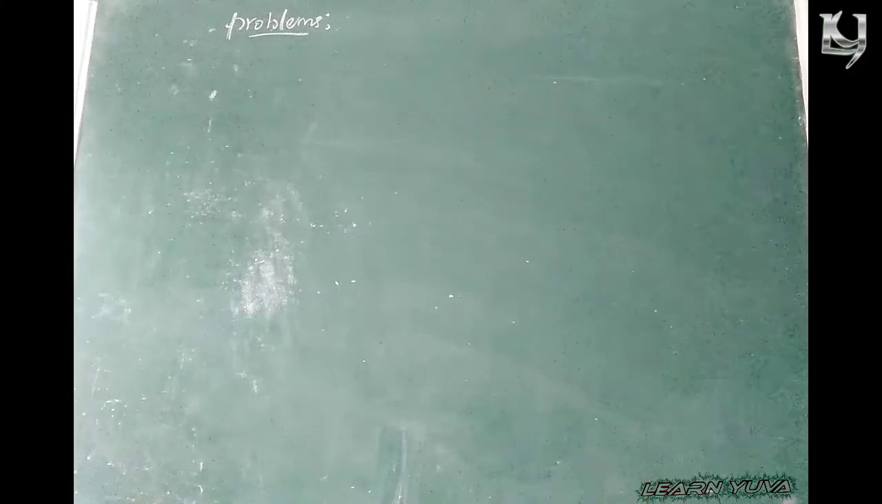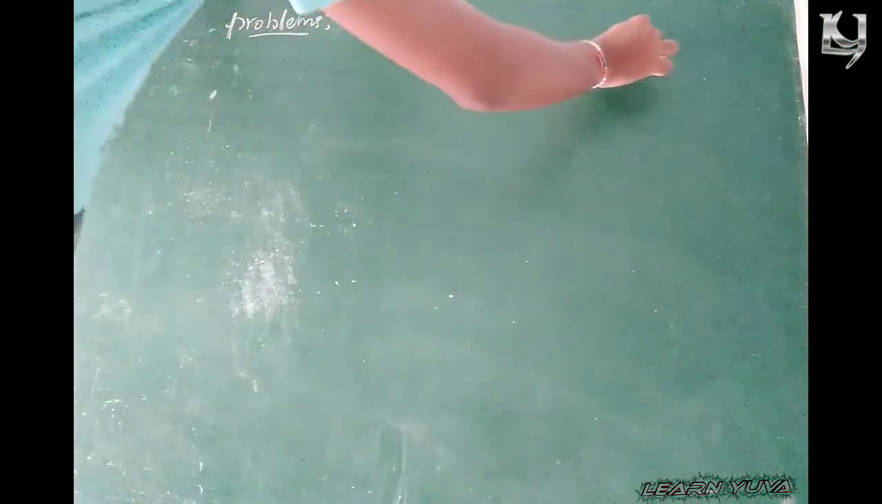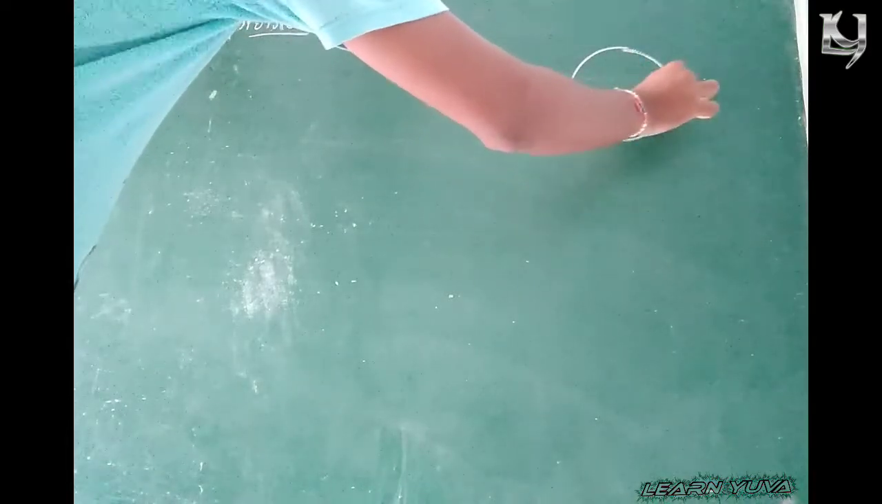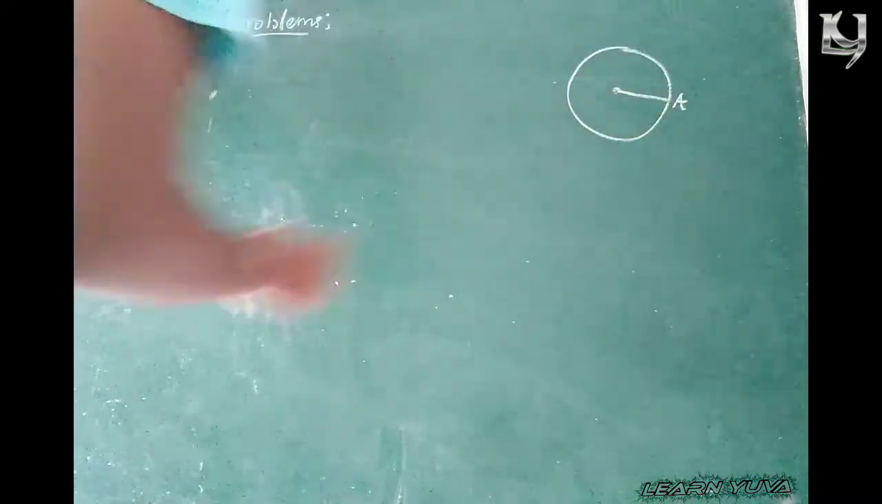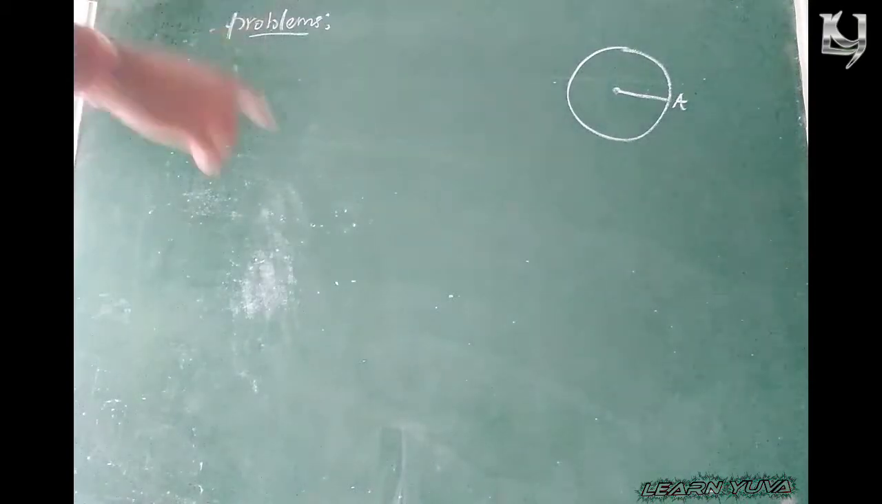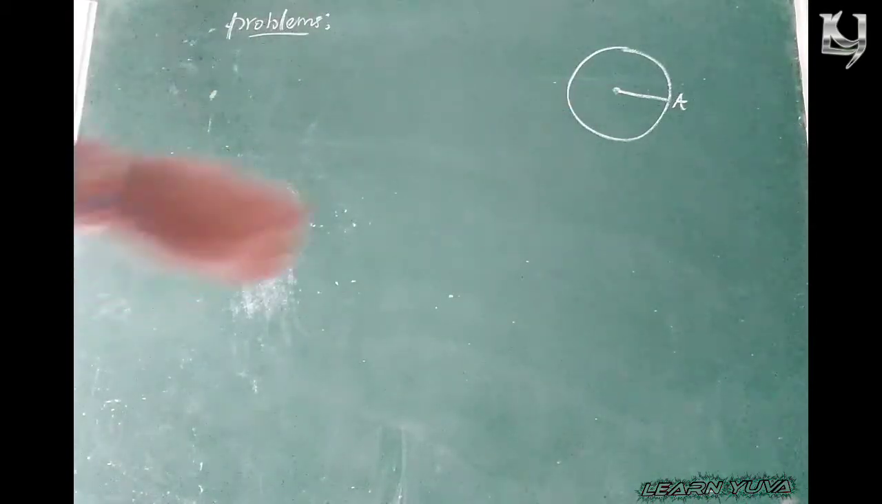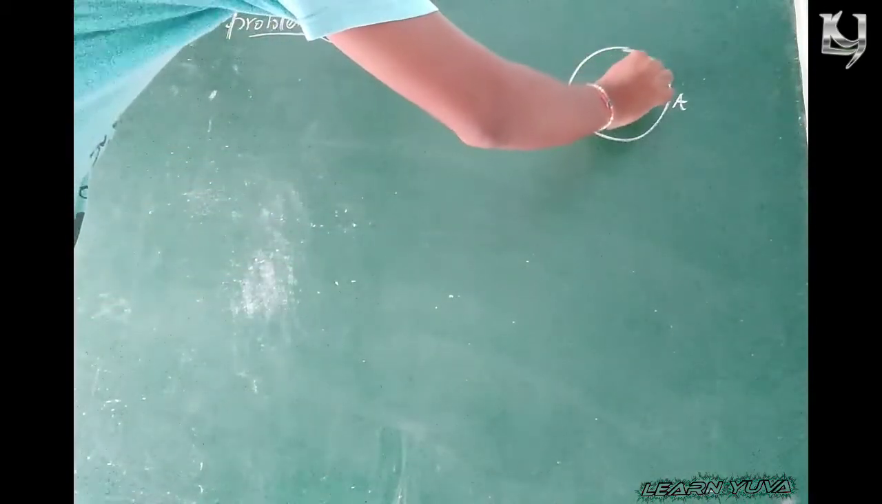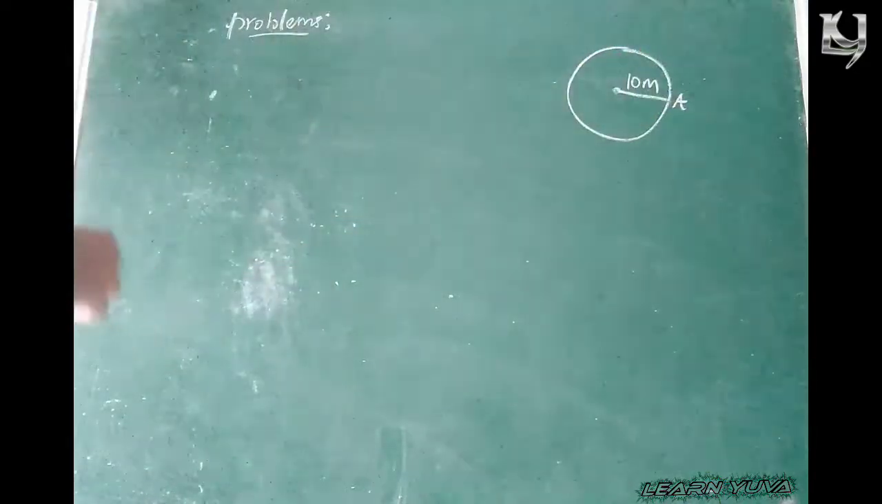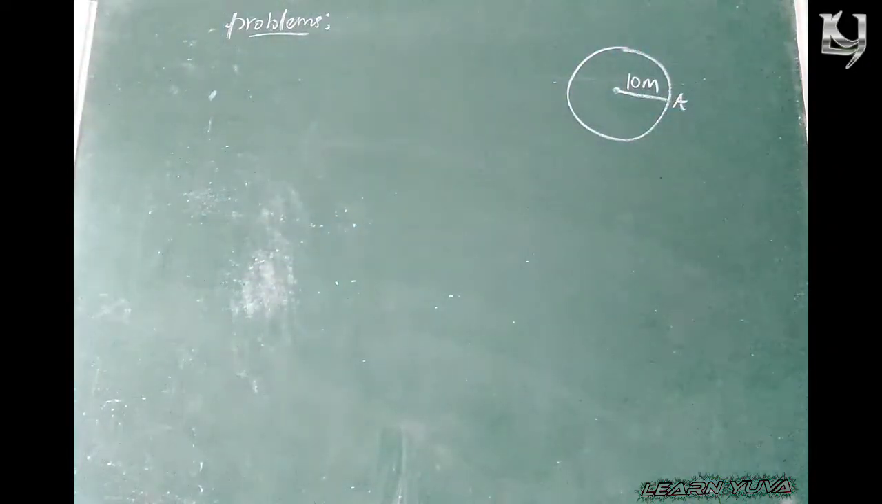A particle moves along a circular path. So a particle A moves along the circular path having the radius 10 meters. Find the distance traveled and magnitude of displacement when it covers 1/4th part.